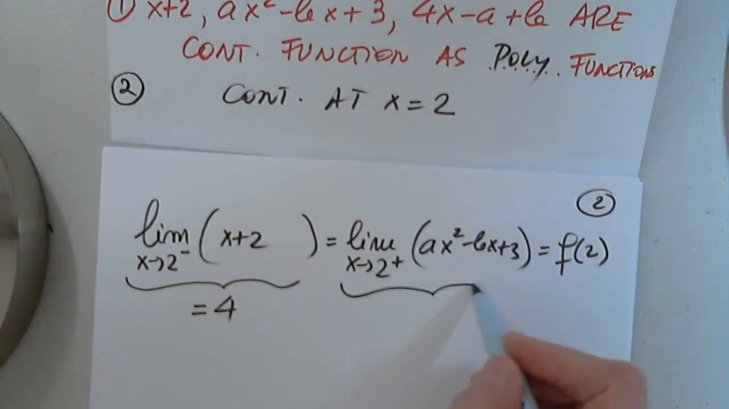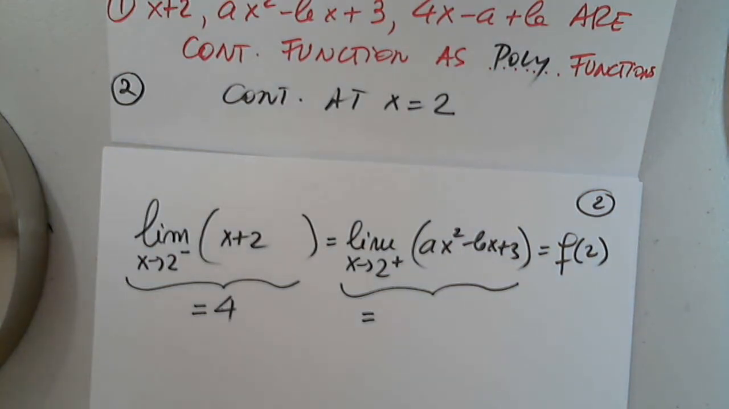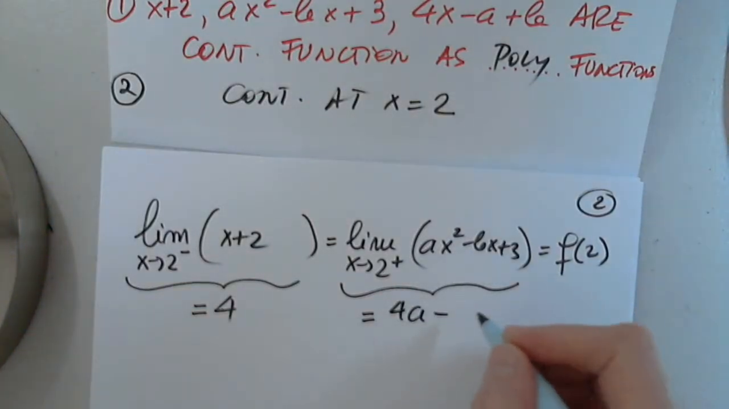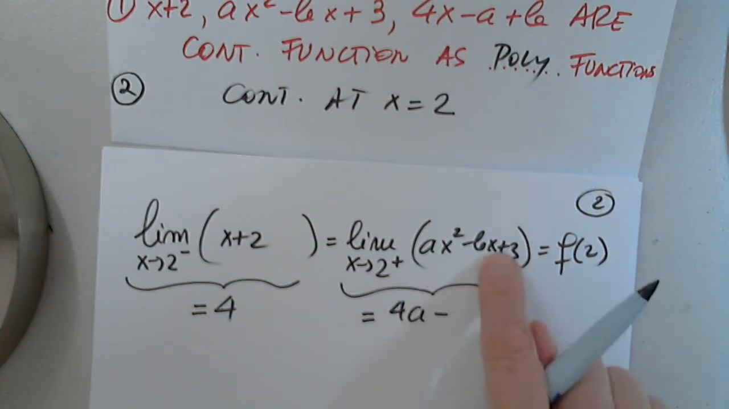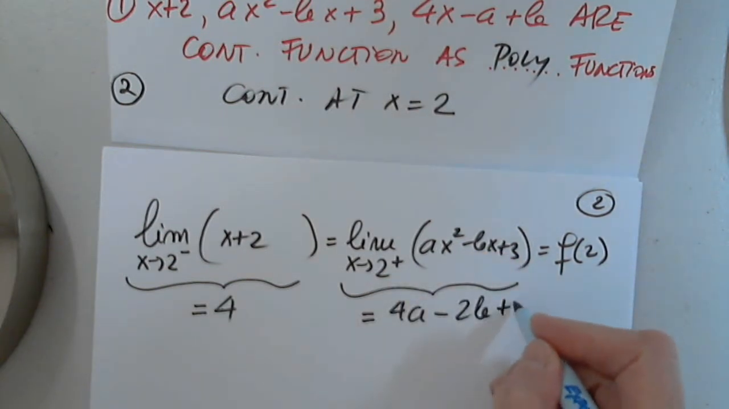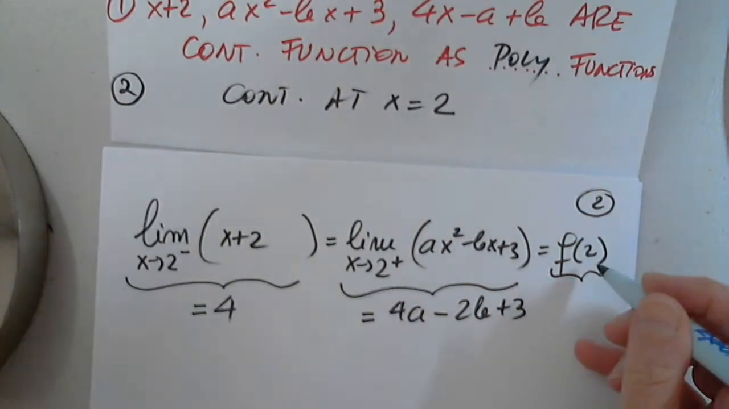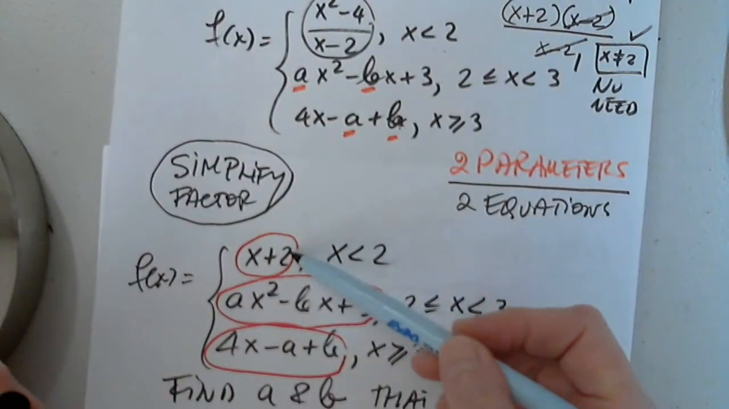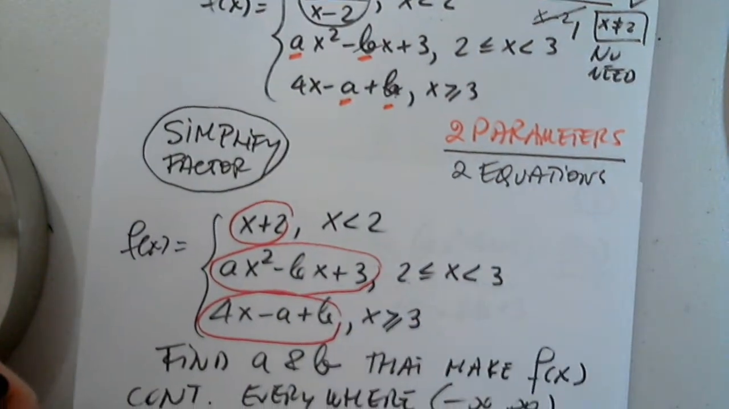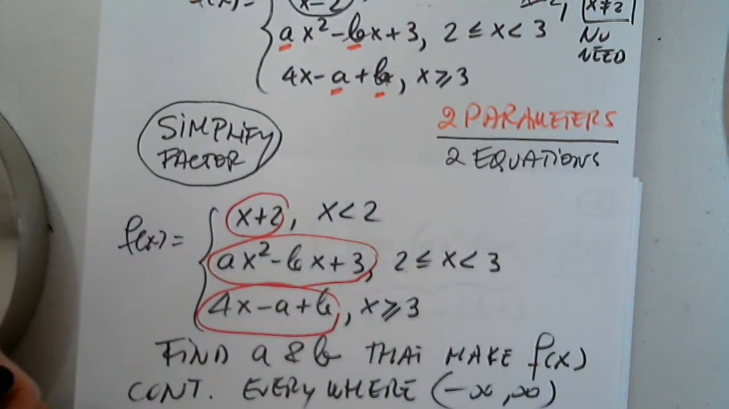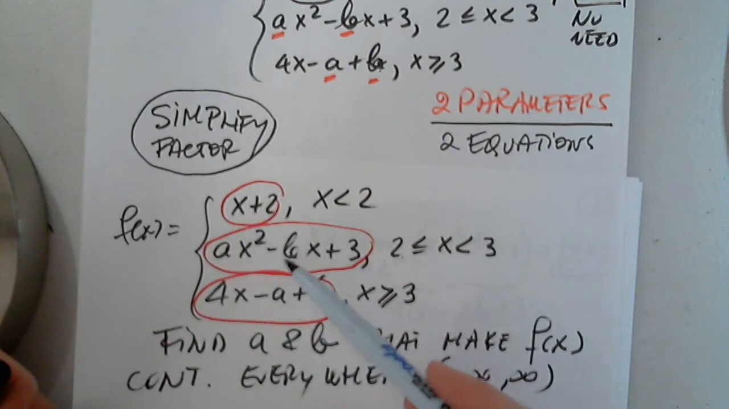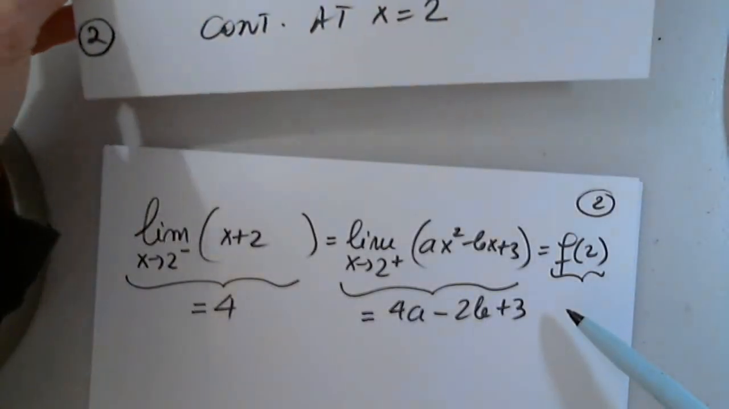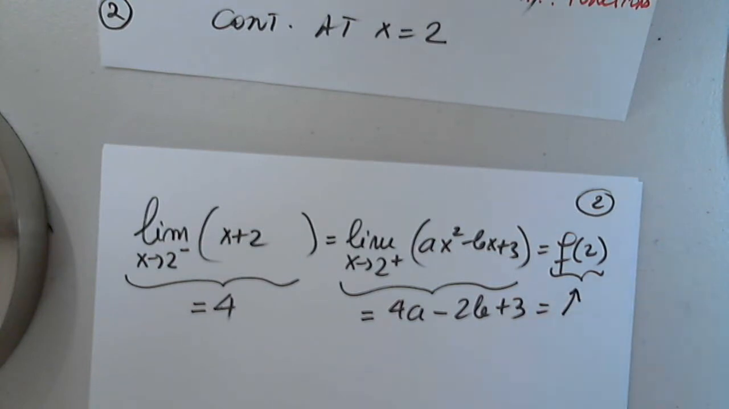Excellent. Thank you, Sean. Now here, what do I get here? 4a minus 4b. You mean 2? Yes. 2b, yes. 2b. And plus 3. Excellent. And now, where do I get f of 2 from? Do I use this or do I use this? 1 or 2? We use 2. Very good. So I still have 4a minus 2b plus 3, which is the same thing with this. So I will say the same.